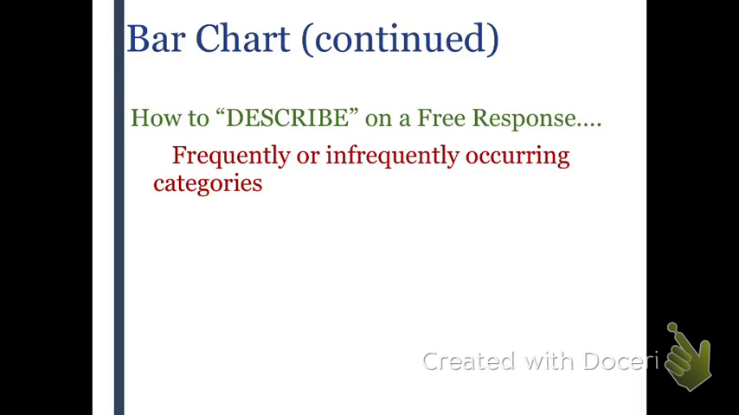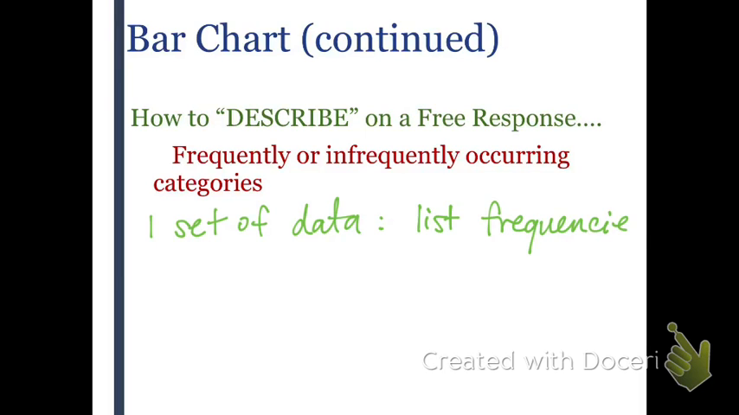If you have a categorical graph, like we did on the free response from last class, then you discuss frequently or infrequently occurring categories. So what that means, if you have one set of data, you are simply going to list the frequencies of each category. It's kind of boring.